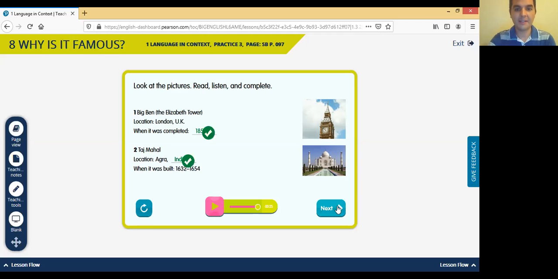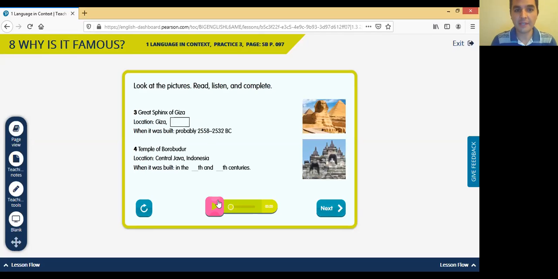All right, let's move on to the next exercise. For number 3, we have the Great Sphinx of Giza. We have to pay attention to the location. We have to try to listen for that. And for number 4, we're going to listen to the audio and try to catch what centuries the Temple of Borobudur was built in. All right, so pay attention.